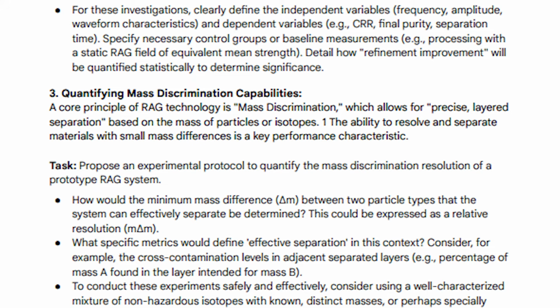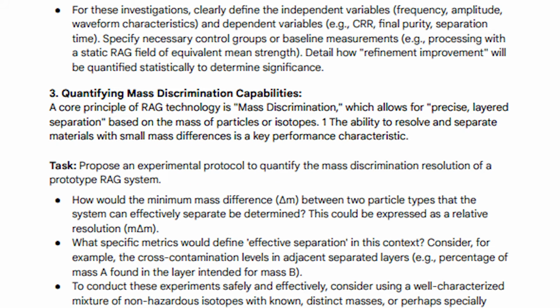How would the minimum mass difference, delta M, between two particle types that the system can effectively separate be determined? This could be expressed as a relative resolution, M over delta M. What specific metrics would define effective separation in this context? Consider, for example, the cross-contamination levels in adjacent separated layers, e.g., percentage of mass A found in the layer intended for mass B.